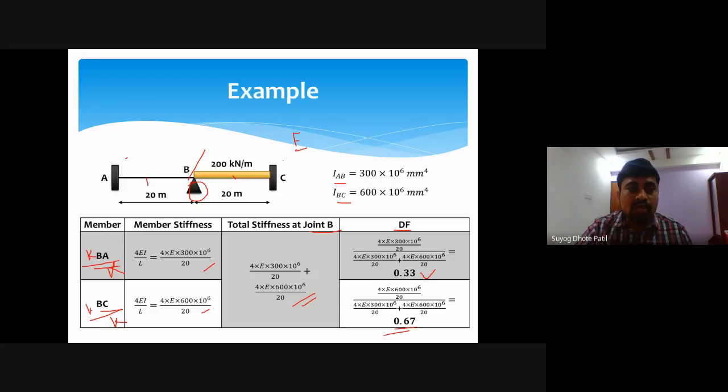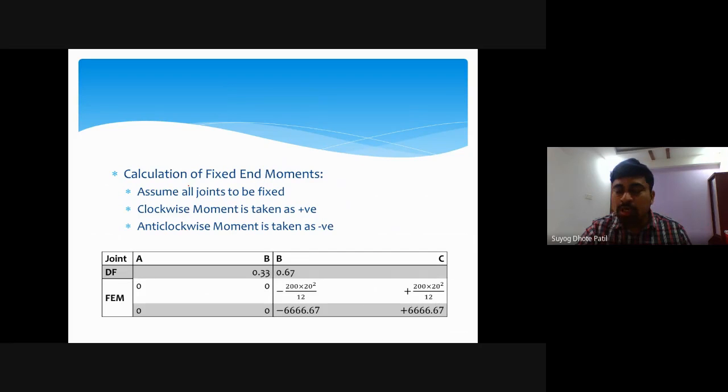So for AB, there is no load, so the fixed end moment will be 0. And for BC, there is a 200 kilonewton per meter UDL, so we will calculate 200 into L square by 12. So we calculate this fixed end moment. At B for BC, it is minus 6666.67, and for CB it is plus 6666.67 kilonewton meter. So these are the fixed moments.